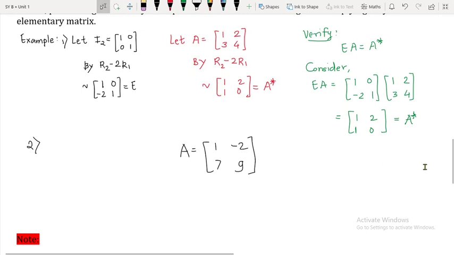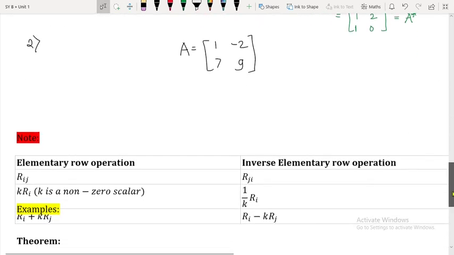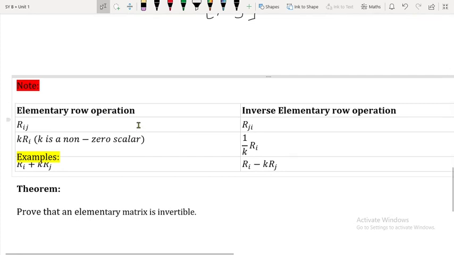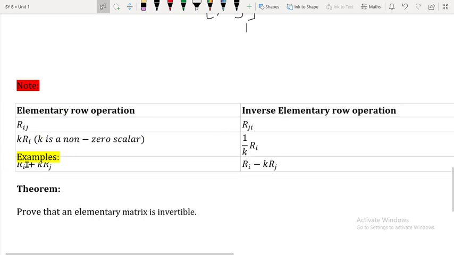Okay, now let us go for some important note. Now as we have studied elementary row operation, so we are ready to learn inverse elementary row operation also. Okay, so how many elementary row operations you have learned? 3. There are 3, right?